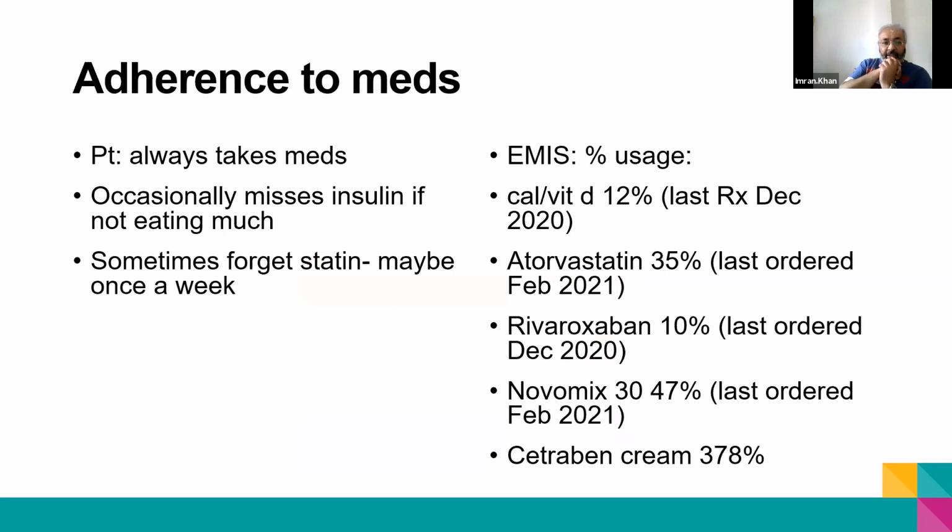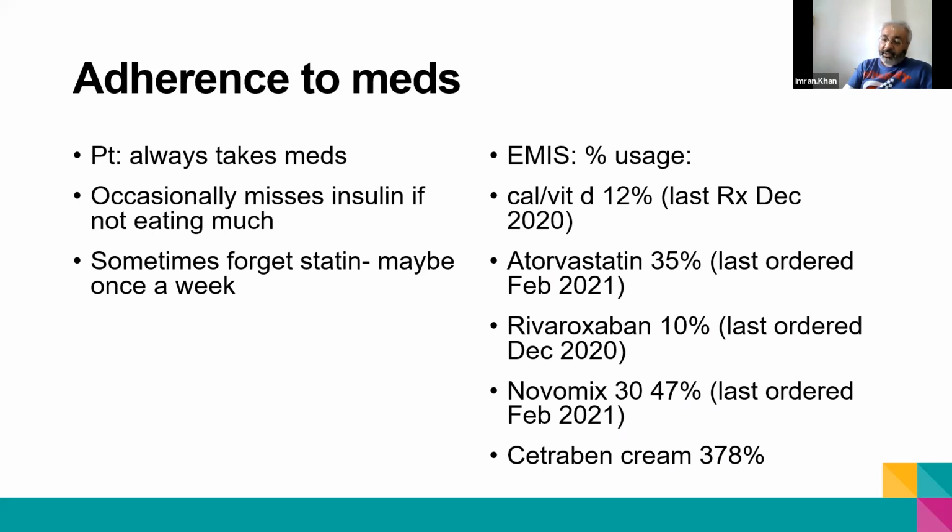And when you're having this conversation with this lovely lady, she says, I always take my medicines. Occasionally, I won't take insulin. If I haven't eaten too much, then I don't want to get a hypo, so I'll avoid the insulin. Do forget the statin occasionally. And when you're looking at your EMIS screen, she hasn't had a prescription for the calcium vitamin D since December 2020, and the usage is showing up as 12%. February was the last time she ordered a statin. She hasn't ordered a rivaroxaban since December 2020.